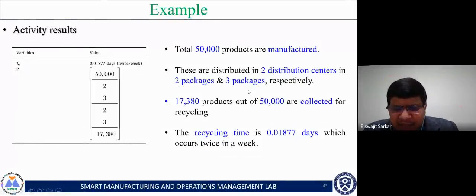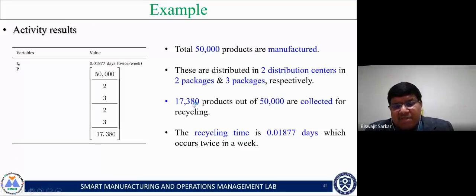with only two package systems and three packages, like in a biscuit packet. In a biscuit packet you can check that maybe 12 biscuits are there, sometimes four, sometimes three. So we are considering just two types of packages: two products within a package, and three products within a package. These two types of combination we considered, and about 17,380 products out of these are collected from recycling.